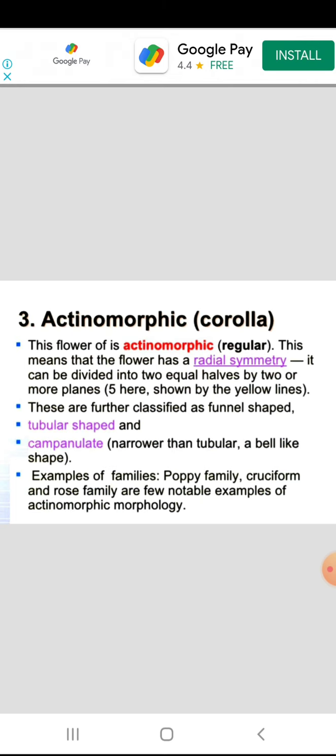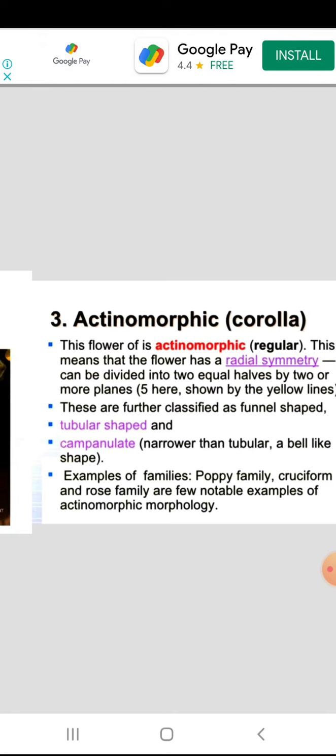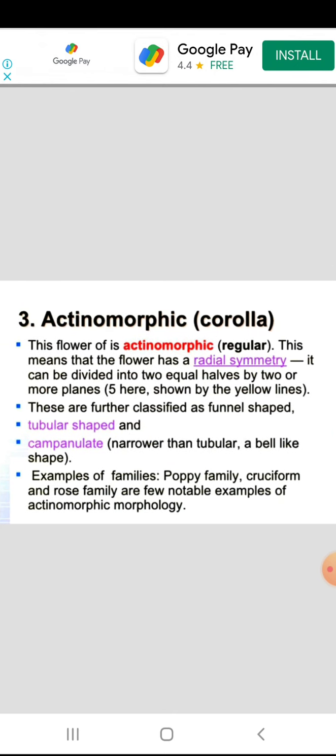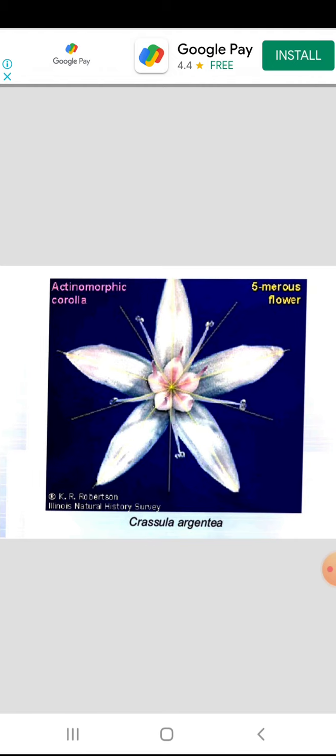These are further classified as funnel shaped, tubular shaped, and campanulate. It means narrower than tubular, a bell-like shape. Examples of families: the poppy family, cruciferae, and the rose family are a few notable examples of actinomorphic morphology. And we already discussed morphology, anatomy, this type of terminology which is used in this chapter. Here you can see the picture of an actinomorphic corolla. Here you can see the 5 petals. Count 1, 2, 3, 4, 5.